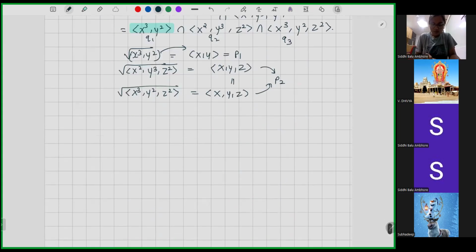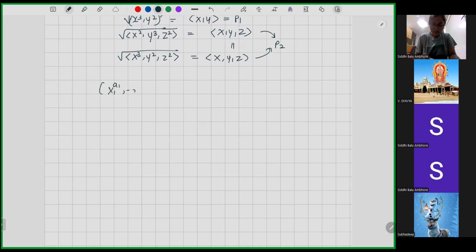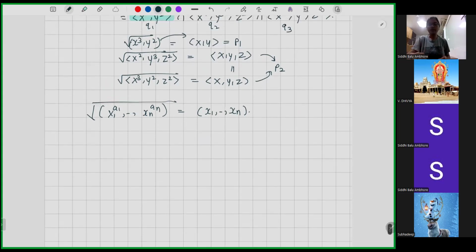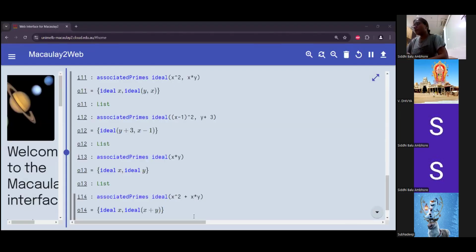You can try this for an ideal of this form, (x1 power a1, ..., xn power an). Its radical is (x1, ..., xn). Okay, this you can check, and that's what we have used here. And let me just show you how to calculate a primary decomposition in Macaulay 2. So we know how to calculate associated primes. So let us also see how to calculate primary decomposition.